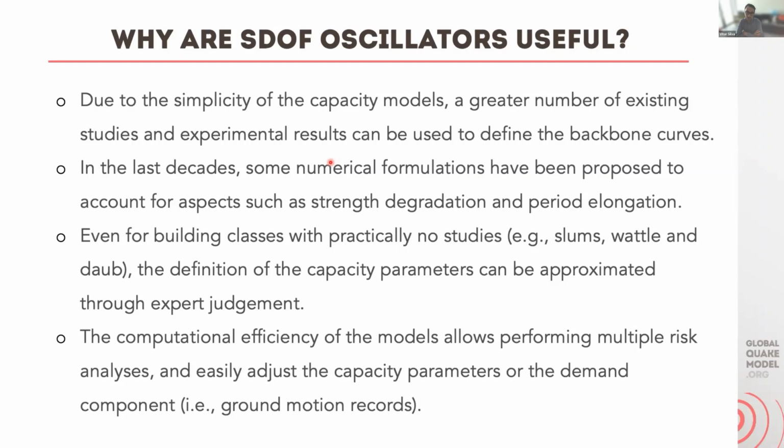And finally, because these models run very fast, it is possible for us to run different versions of the vulnerability model. Then we run earthquake scenarios, we do probabilistic risk analysis, we check average annual losses for different return periods. And then we start understanding, well, for this building class, we have not witnessed this level of losses, or we expect higher losses. So let's go back to the drawing board and understand if the capacity parameters have to be adjusted, or for example, if we need different ground motion records. And this can be done through several iterations. So there were some advantages in using single degree of freedom oscillators.